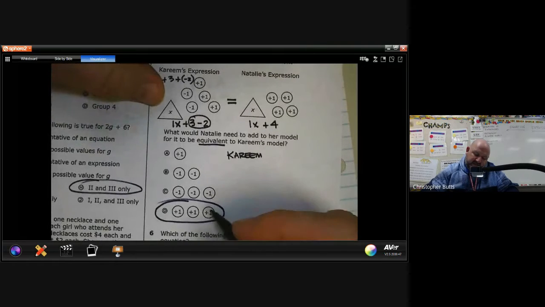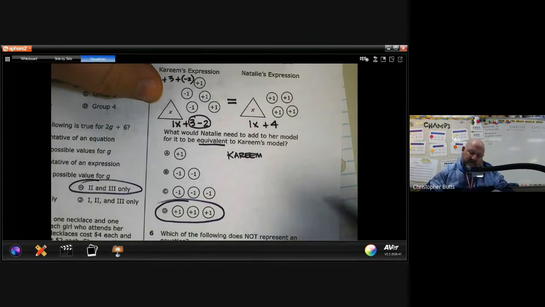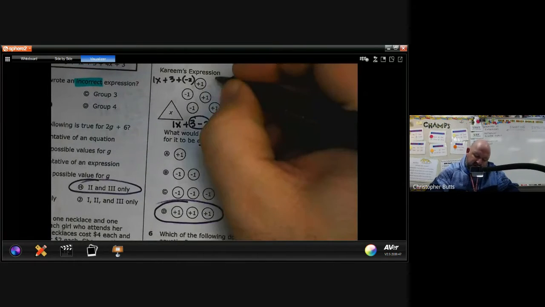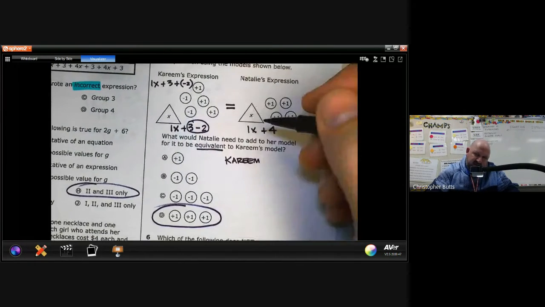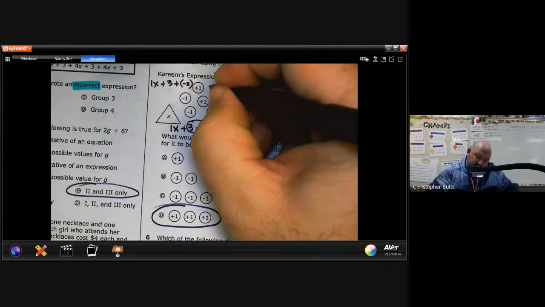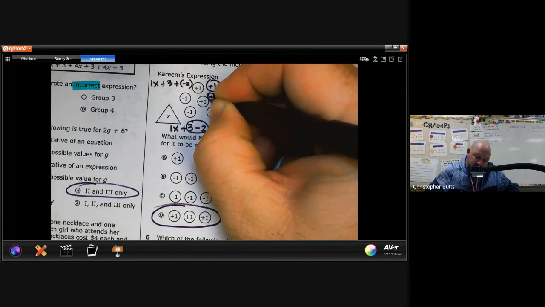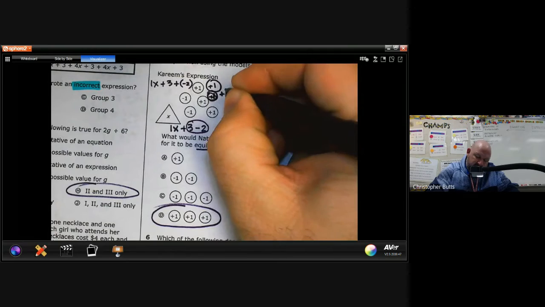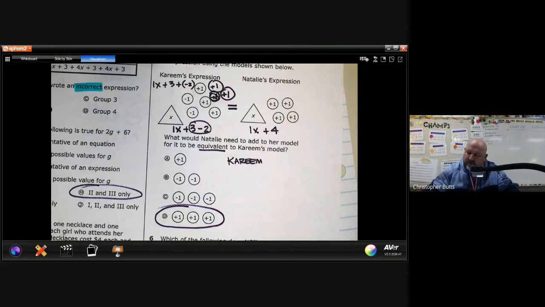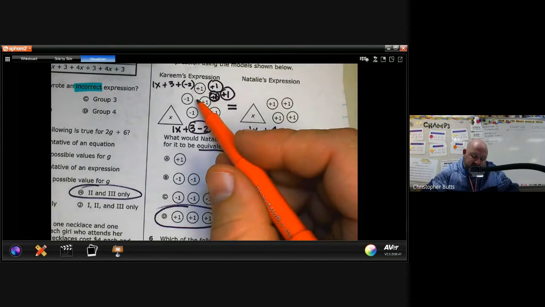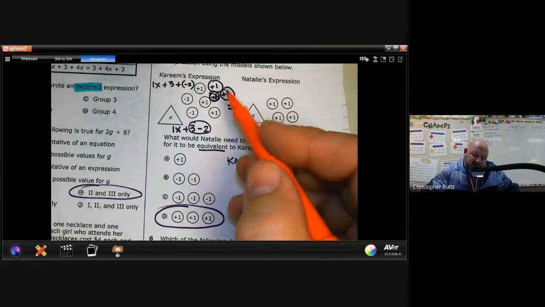Matter of fact, if I did that, you could see, let's try to fit all this into the picture. If I did plus 1, whoops, plus 1, and another plus 1, okay? Now, remember, negatives and positives are going to cancel each other out. So I've added my 3 positives.